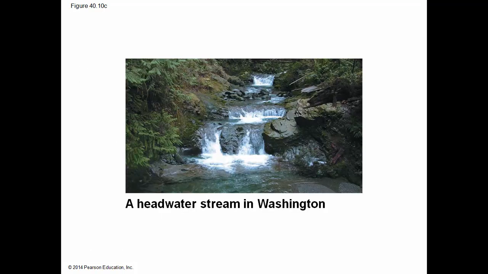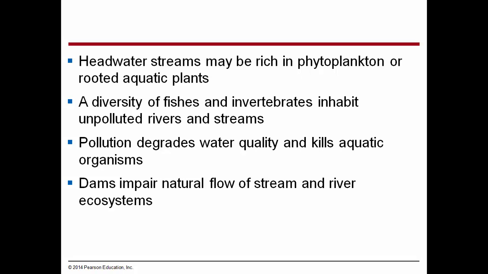These are headwaters from a stream in Washington. Headwater streams generally are mountain streams. Headwater streams may be rich in phytoplankton or rooted aquatic plants. A diversity of fishes and invertebrates inhabit unpolluted rivers and streams. In fact, you can actually determine the water quality of a stream by the diversity of invertebrates that inhabit that stream.